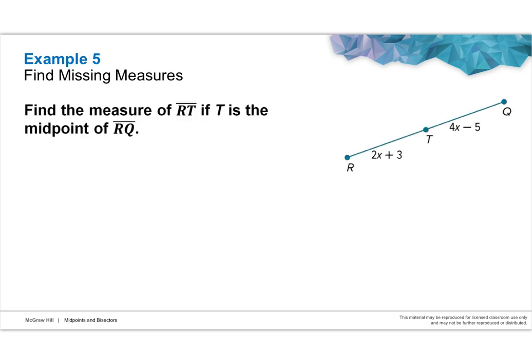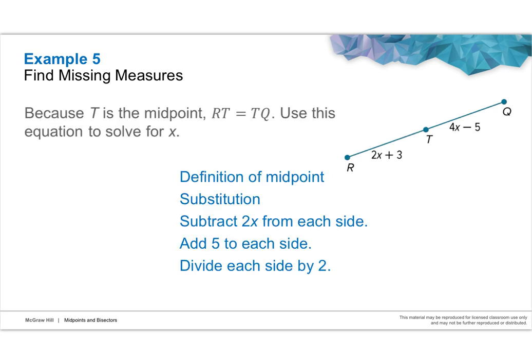In example 5, we're asked to find the measure of RT if T is the midpoint of segment RQ. So we can use the idea that T is the midpoint and that therefore the two parts that the midpoint separates the segment into, RT and TQ, are equal. So that's our first prompt, to use that definition of midpoint to equate those two measures.